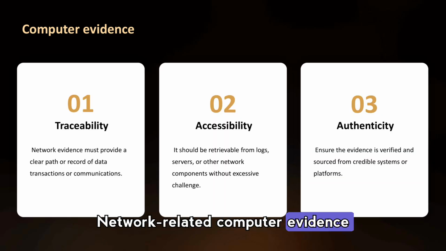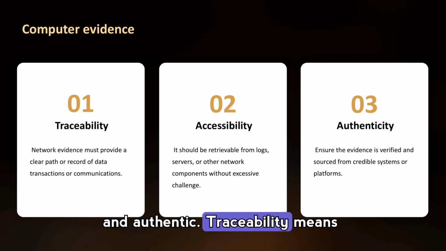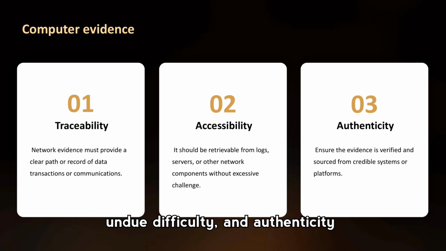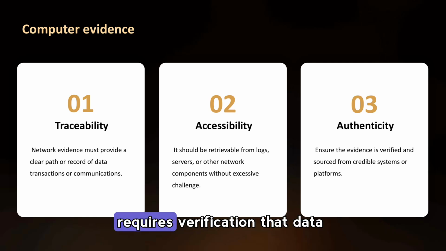Network-related computer evidence must also be traceable, accessible, and authentic. Traceability means clear records of data paths. Accessibility ensures logs and servers can be retrieved without undue difficulty, and authenticity requires verification that data originates from credible systems or platforms.